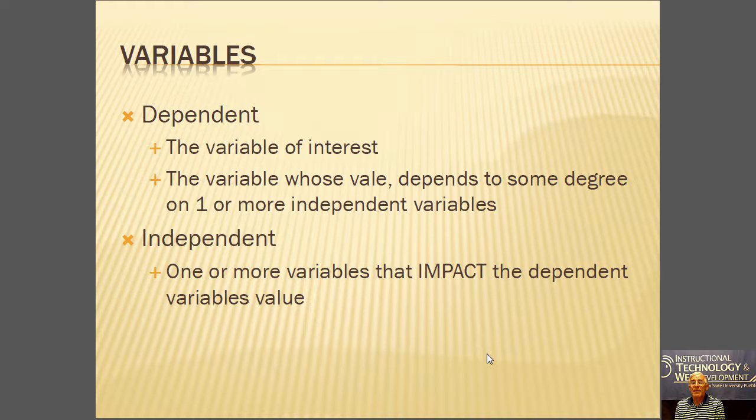When I did my doctoral thesis, I believe I started with 17 independent variables. I recently did some research where I started with, I believe it was 28 independent variables. Both of those examples would be multiple regression.